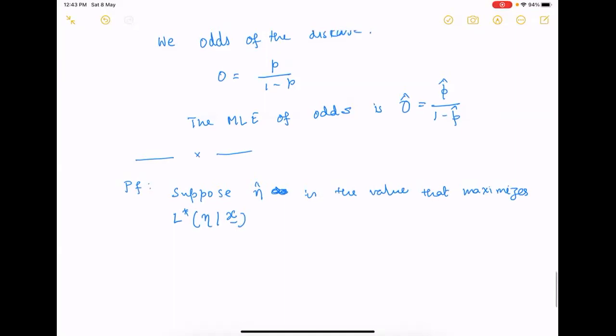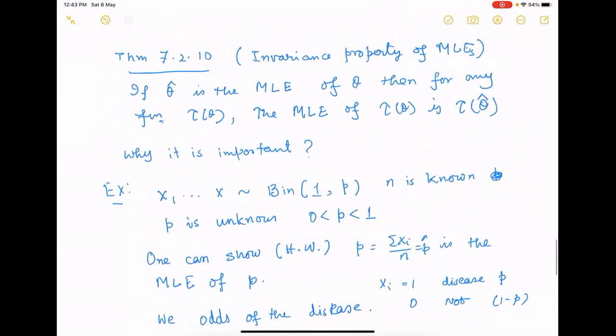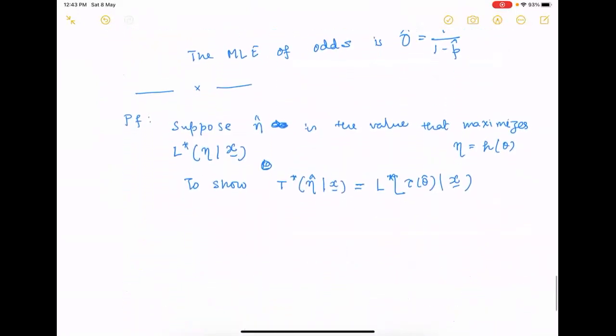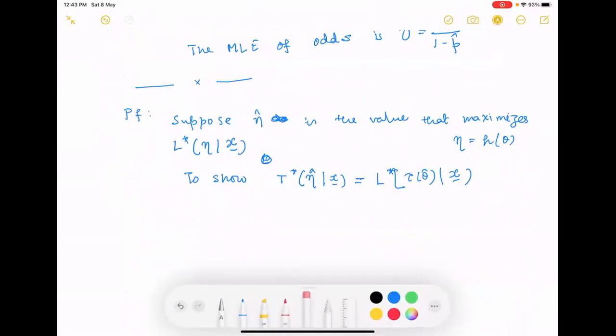You have to show, basically what we have to show, that L star eta hat given x tilde is the same as L star tau of theta hat given x tilde. So where my main target function is, say, suppose h of theta. This is what I want. Oh, I use tau. All right. I use tau here. I should not use a jump of the notation. Okay.